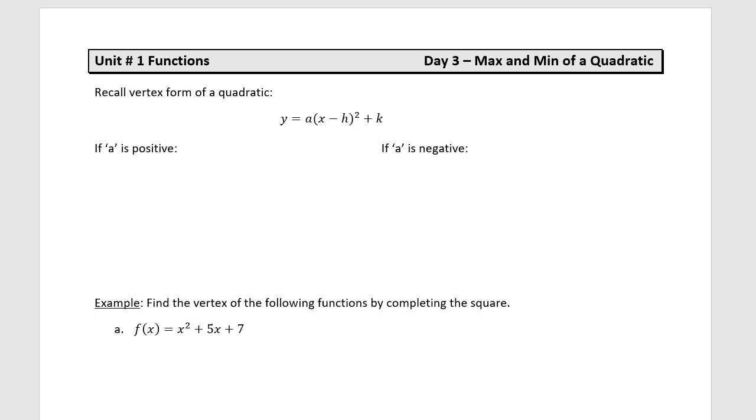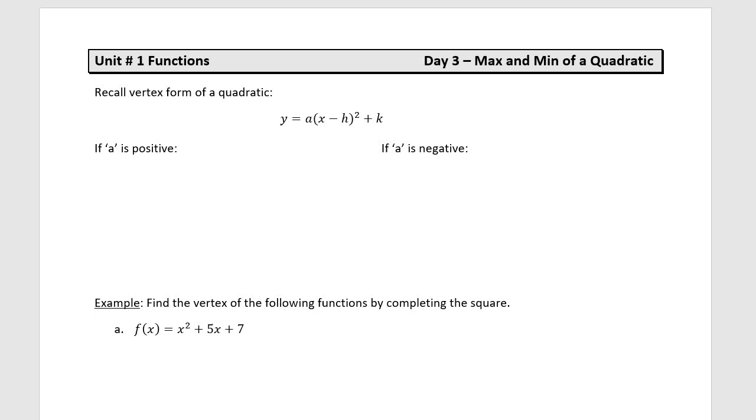All right, this is lesson 3 of our functions unit for grade 11 academic, winter 2024. Let's go. So we've got some good old quadratics review here, just to make sure we're still comfortable with everything.